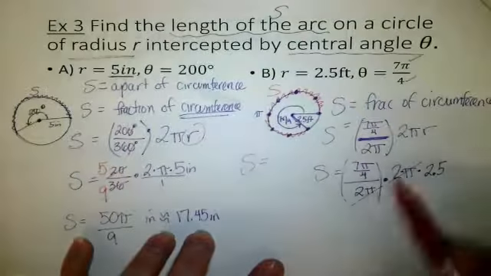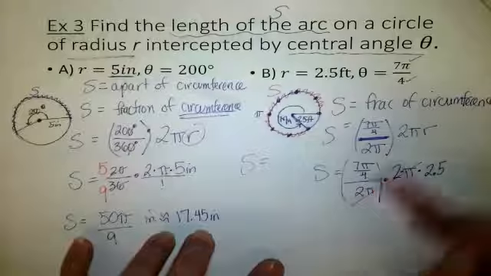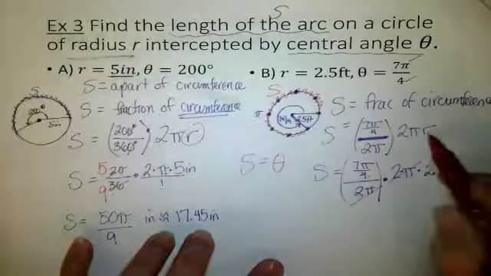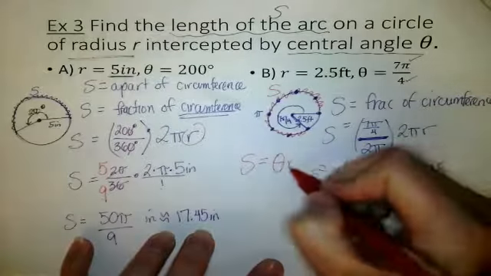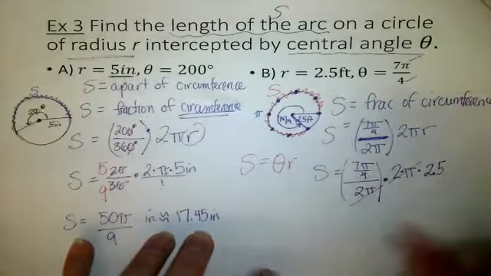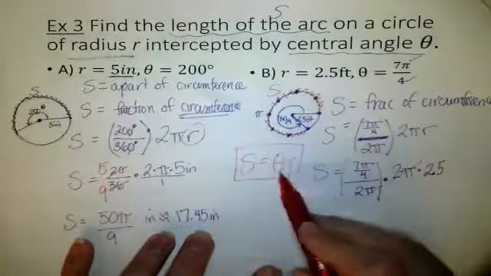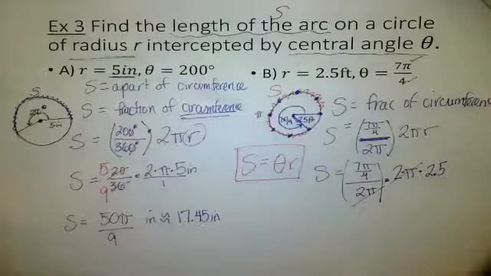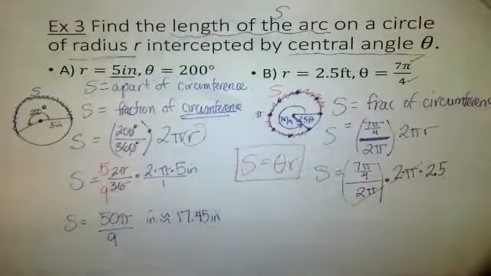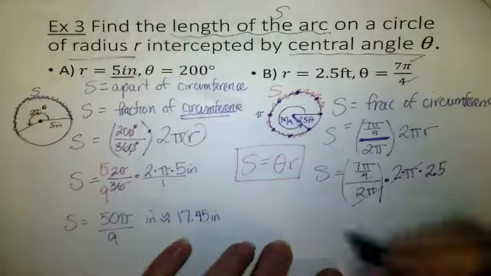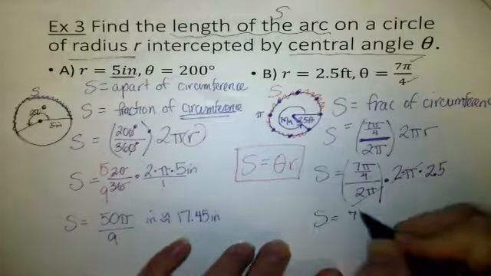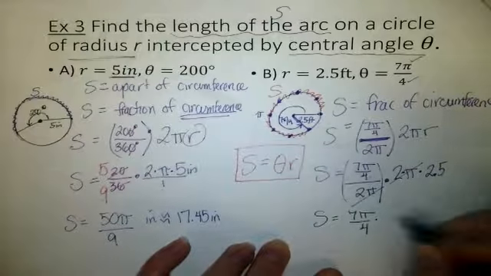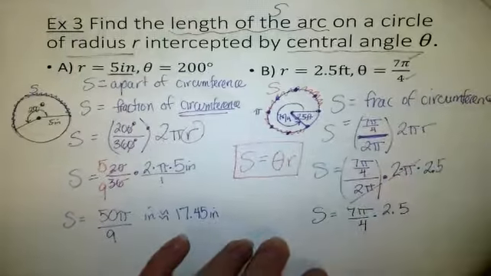S equals, those 2 pi's canceled out. 7 pi over 4 was just our angle theta. 2.5 is just our radius. S equals theta times radius. That's a shortcut. It only works in radians. Okay, but I don't teach it because that's another thing to memorize. I like fractions of circumference. I think it's nice. Okay, so I have 7 pi over 4 times 2.5.